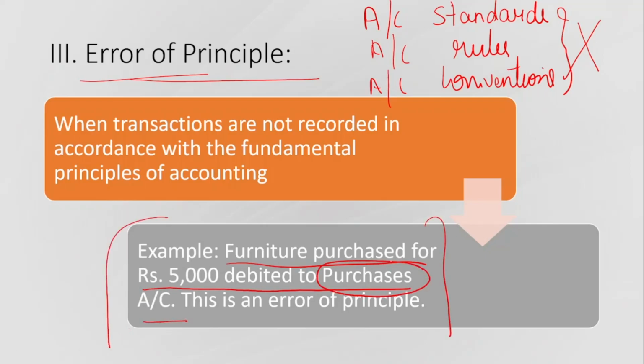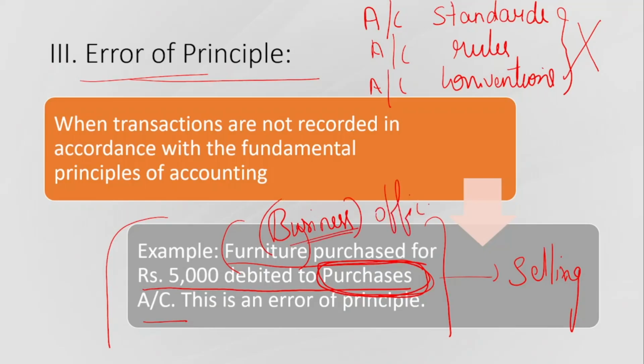Only those things which you purchase for the purpose of selling should be put into purchase account. Furniture will be purchased for business, and should not come under purchase account, because you are using it for office purpose. So this is an error of principle. Such type of error is also known as errors of principle.